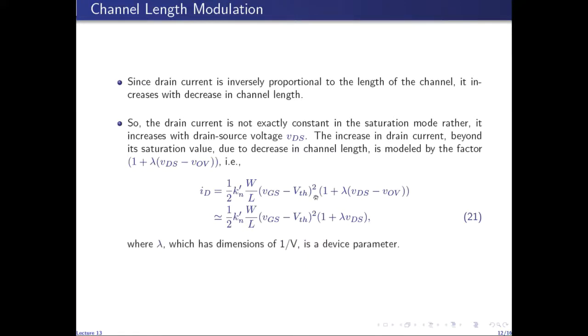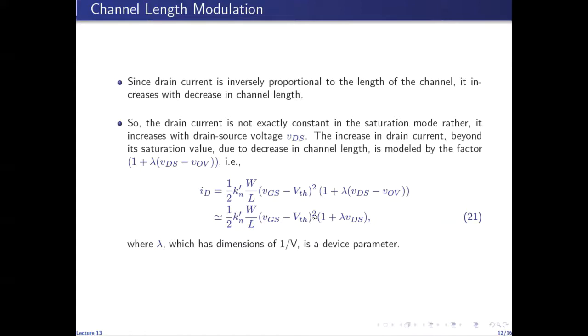So this factor takes into account the effect of channel length modulation by keeping the length of the channel the same in the expression and modeling the increase in ID through this term. So this factor models the increase in ID by keeping the channel length in the expression the same. Also, this factor is almost always approximated by this term. So we will approximate the drain current in the saturation mode by this factor of 1 plus lambda VDS.